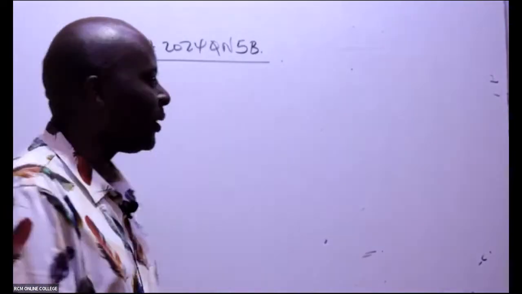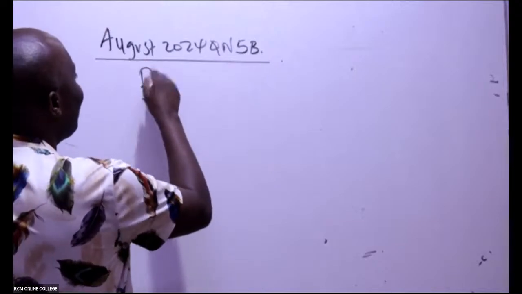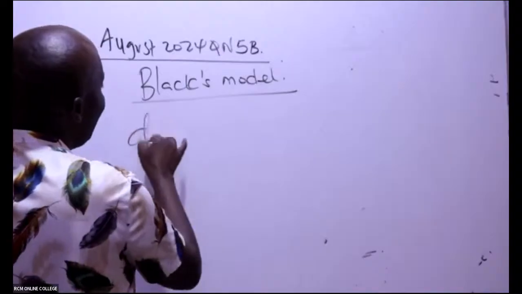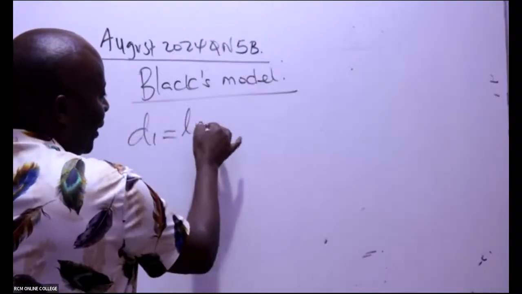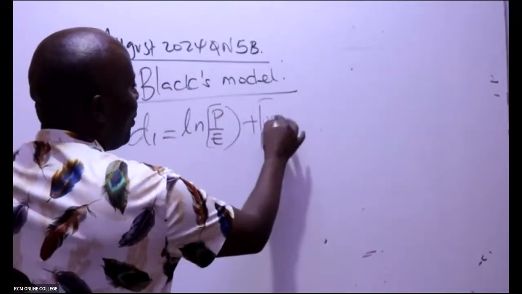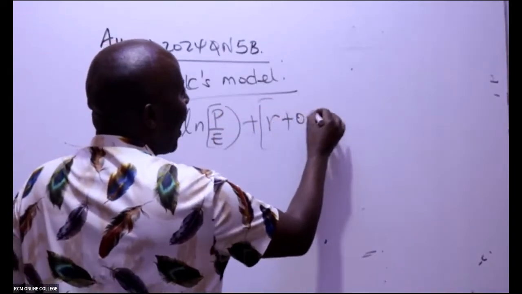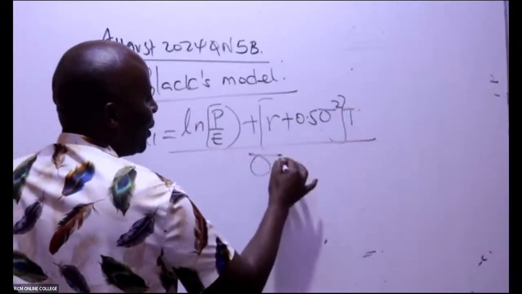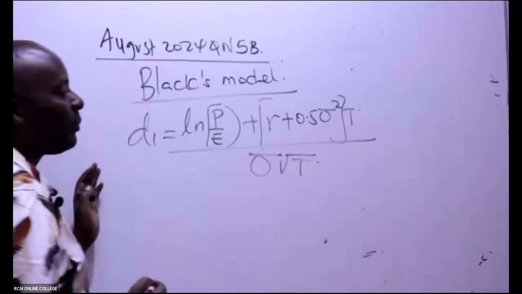The Black's model. How do we get D1? Oh, yeah. It is the Napierian logarithm of P over E, plus the risk-free rate plus a half of the variance multiplied by T, over the standard deviation times root T. So you start by giving us D1.